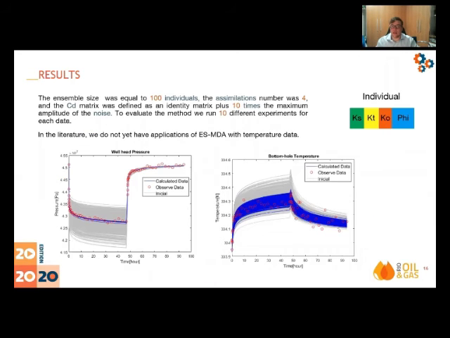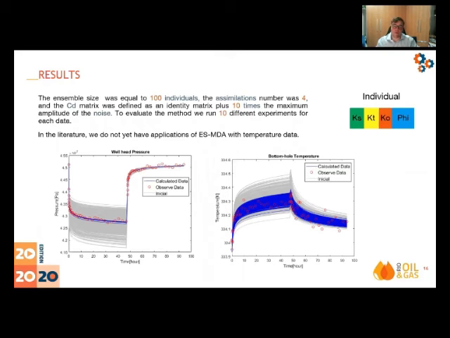For the analysis, an ensemble of 100 individuals was used, where each individual is a set of permeability and porosity values. Four simulations were performed, as commonly used in the literature, and another important parameter for the method is the measurement covariance matrix CD, which was set to 10 times the maximum amplitude of the noise. To evaluate the result, 10 experiments were used to create 10 different starts of the ensemble.